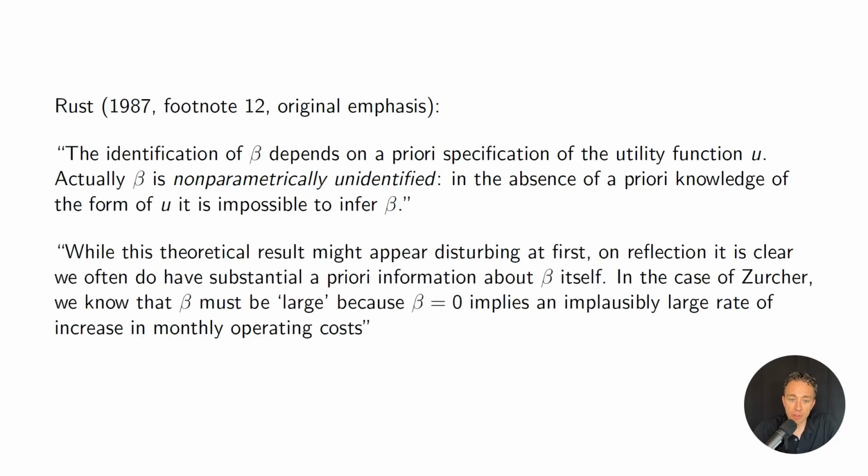And then he goes on further and says, "While this theoretical result might appear disturbing at first, on reflection it is clear that we often do have substantial a priori information about beta itself. In the case of Harold Zurcher, we know that beta must be large because beta equals 0 implies an implausibly large rate of increase in monthly operating costs." So here he's just saying that we can infer that beta is not 0 just by looking at what would have to be true if beta were equal to 0, and then note that that would be a very implausible world compared to the data that we actually see in the real world.